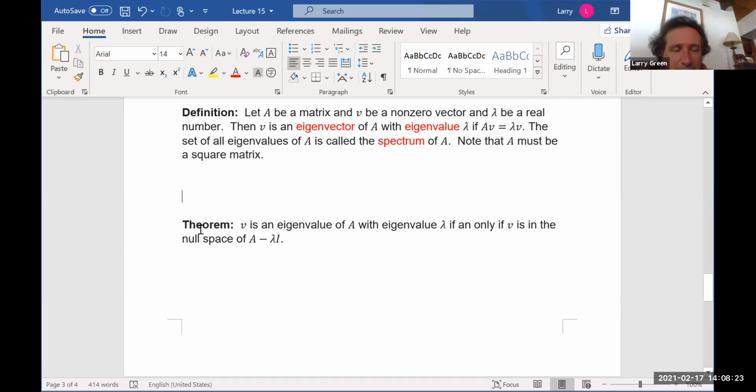And here's the theorem. So V is an eigenvector of A with eigenvalue lambda if and only if V is in the null space of A minus lambda I. So the good news is we know how to find a null space. Do you all agree?